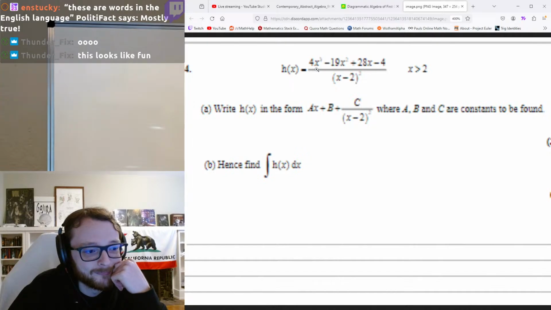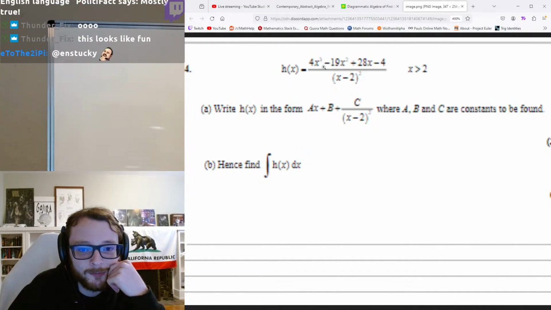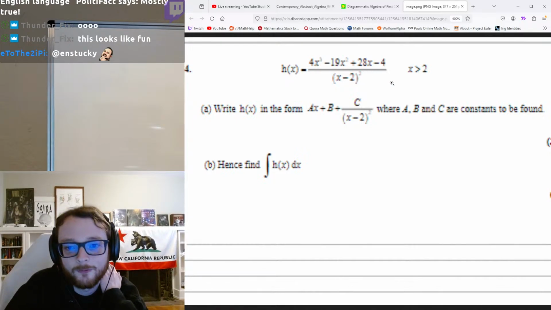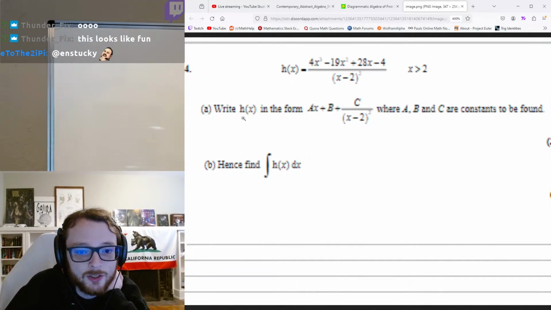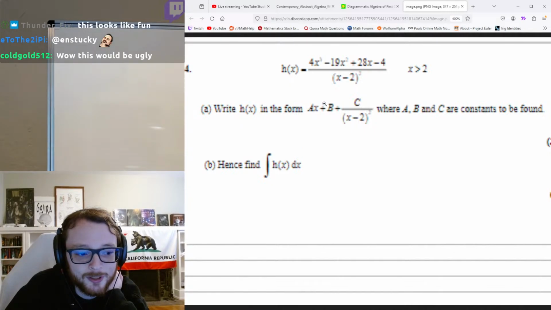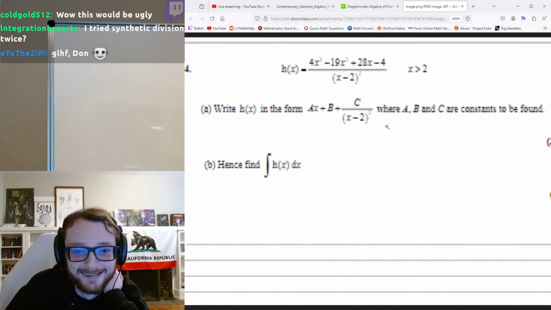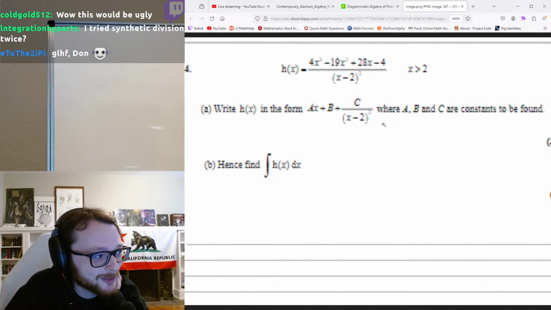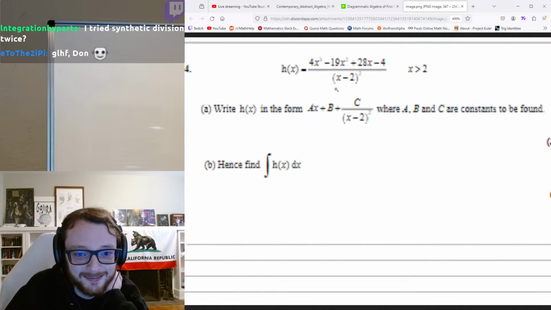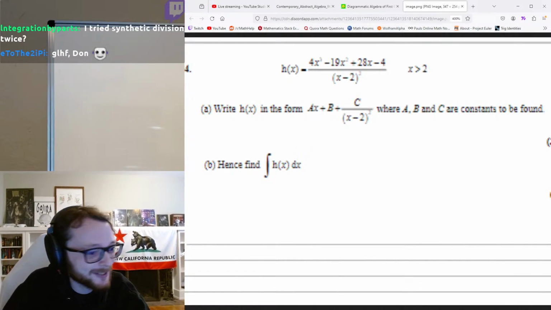Okay, so we have h of x equals 4x cubed minus 19x squared plus 28x minus 4, over x minus 2 squared, for x greater than 2. Right, h of x. Oh, it's one of these. I would do division, I guess. You tried synthetic division twice and it didn't work. Is long division that bad with this? I guess let's try it. I'll find out the hard way.